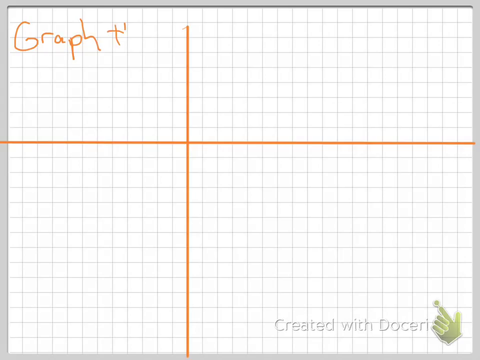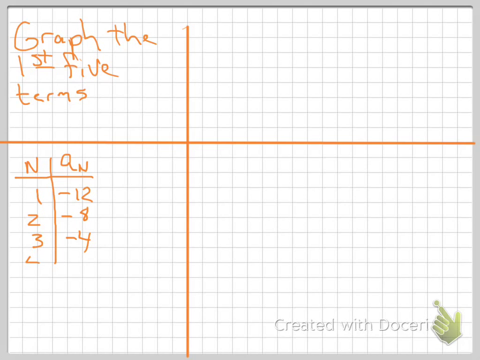Graph. Well, let's see how it looks when I graph the first 5 terms. These are my first 5 terms. I made a little table. Notice n, I'm treating as the x, and a sub n as my y. So I graph those. You will not connect these points, so leave them as points. But notice how they behave in a linear fashion.